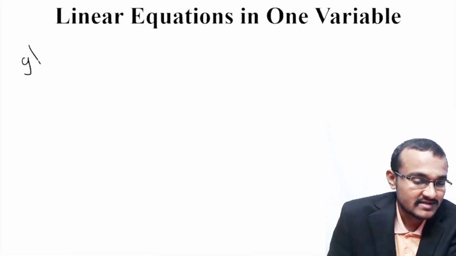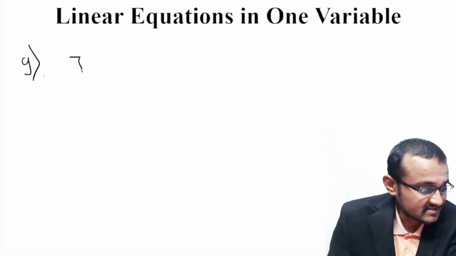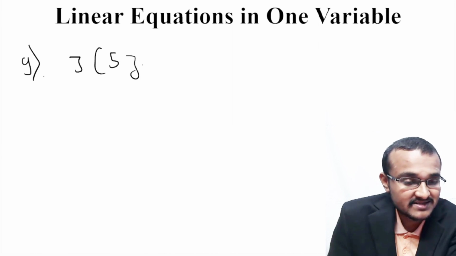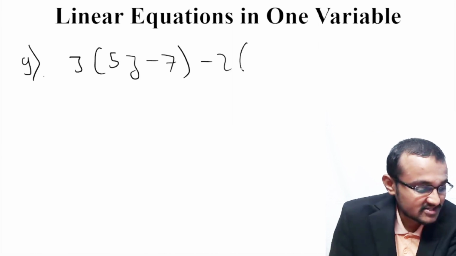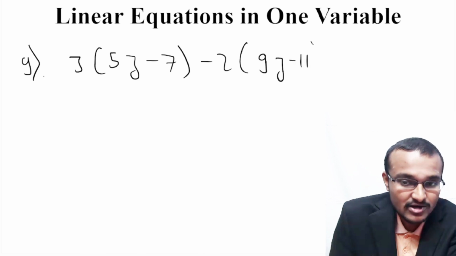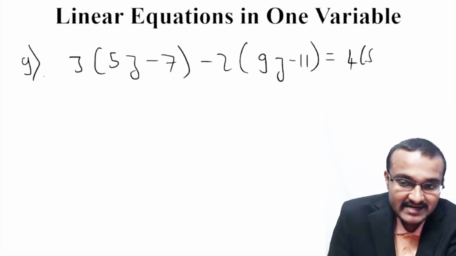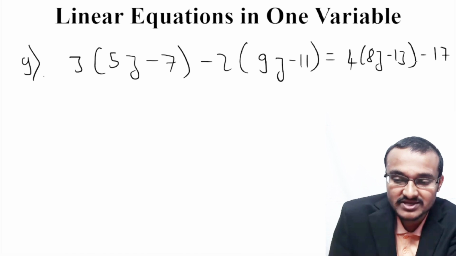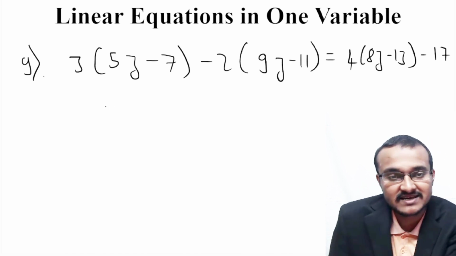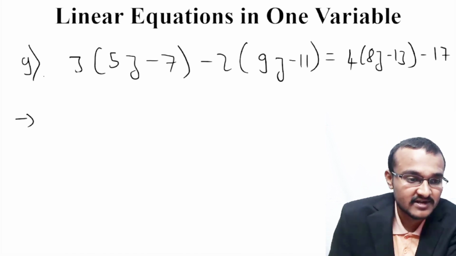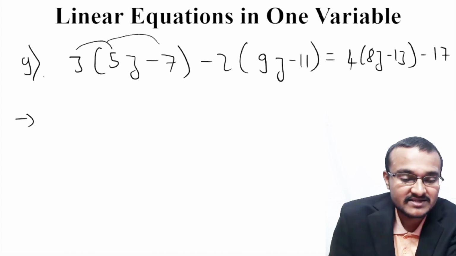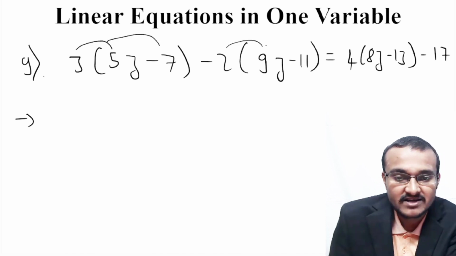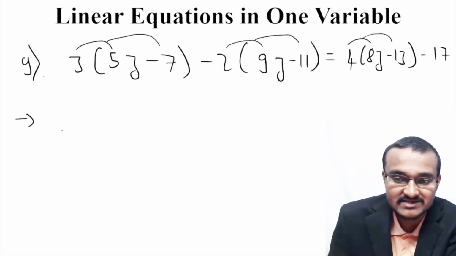So now let us solve the 9th question which is there in this exercise. That is 3 into 5z minus 7 minus 2 into 9z minus 11 on the LHS, that is equal to 4 into 8z minus 13 minus 17. So here you can remove these brackets, just as I showed in the previous problem. So 3 will be multiplied with this 5z and 3 will also be multiplied with this 7. Here also 2 will be multiplied with 9z and also minus 11. Here also 4 will be multiplied with 8z and minus 13.